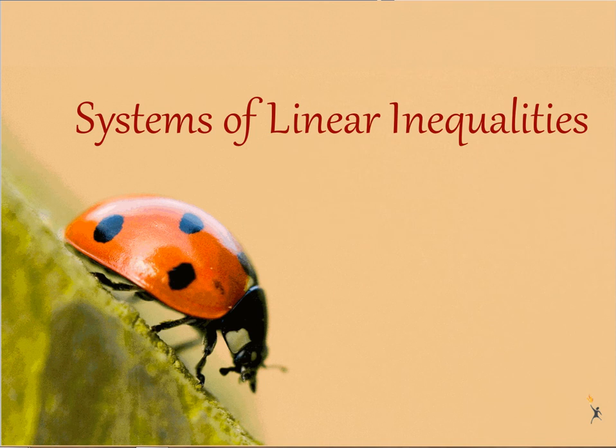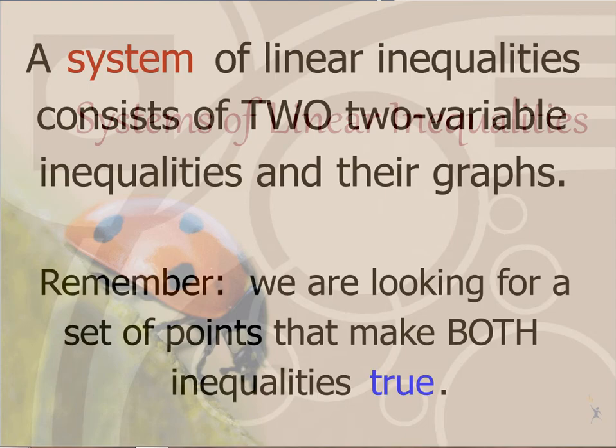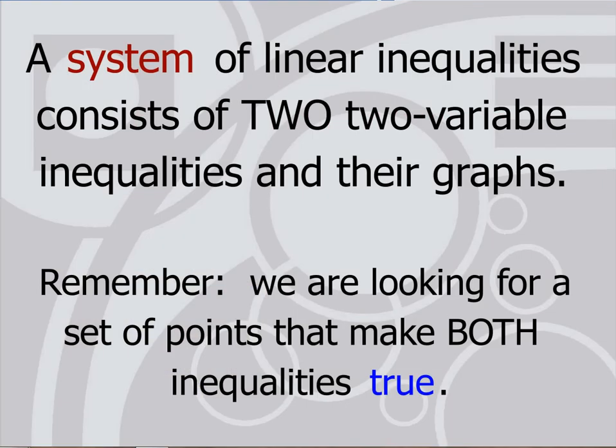Today we're going to talk about systems of linear inequalities. A system of linear inequalities is kind of like the system of equations that we solved before. You're going to find a set of points that make both inequalities true. A system of linear inequalities consists of two variable inequalities and their graphs. It can be more than two linear inequalities, but the ones that we're going to tackle today only have two inequalities in them.